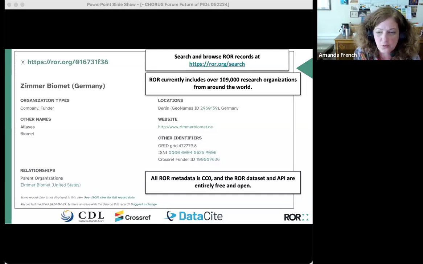Just a couple other things about ROR. ROR, perhaps ironically, is not itself an organization. We are an initiative that is jointly operated by the California Digital Library, Crossref, and DataCite. We have over 109,000 research organizations represented in ROR currently, and all the metadata is CC0 and completely free to use and open. Next slide.